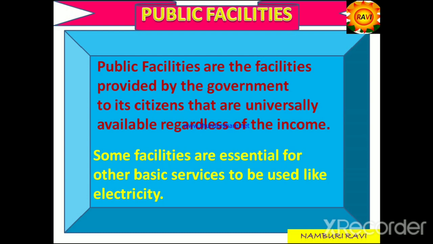Examples: roads, parks, dams, water facilities. All these come under the public facilities, because the government is the owner and the main motto of the government is welfare of the people. That is why the government is providing these facilities to its citizens. Some facilities are essential for other basic services to be used, like electricity.